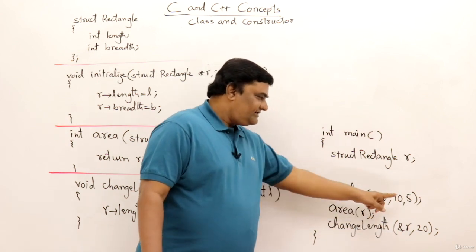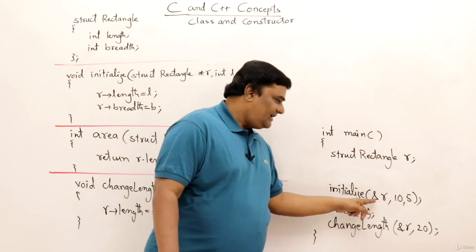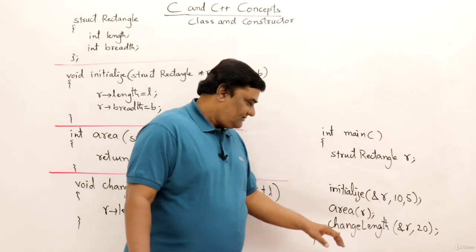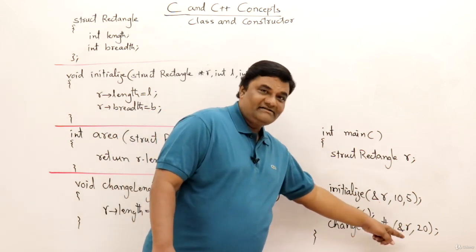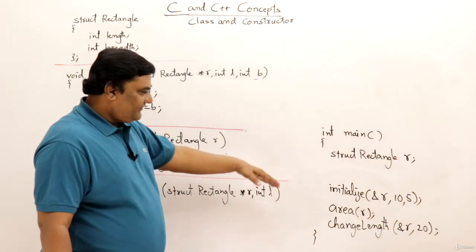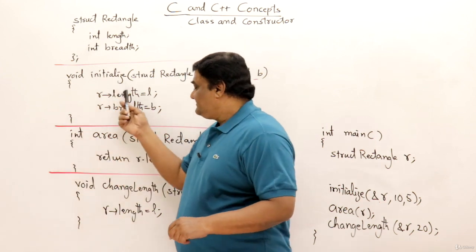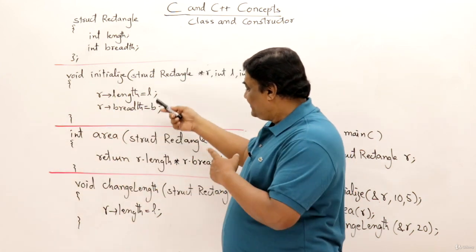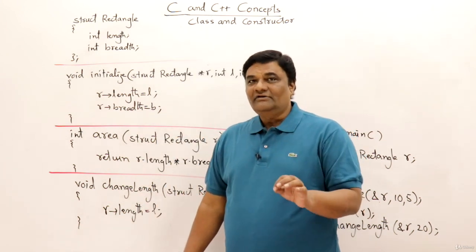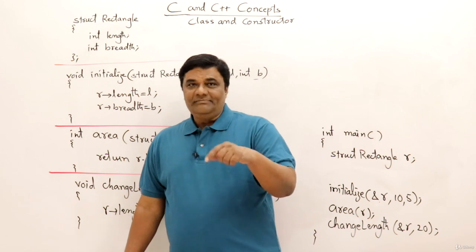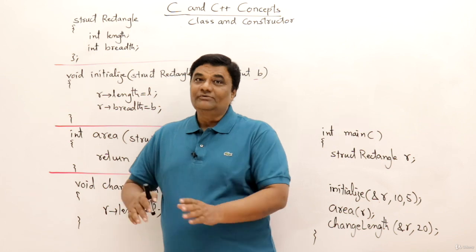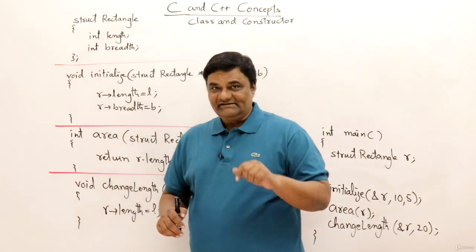The initialize function sets the length and breadth, so it takes the rectangle by reference along with length and breadth. Area takes a rectangle. Change length takes a rectangle by address and changes its length using a new length. These functions are defined here, and all of them are related to that rectangle. This is the best style of coding in C language, so I have adopted it in my course. I have also shown at places how to transform this into C++, and that style I am discussing now.